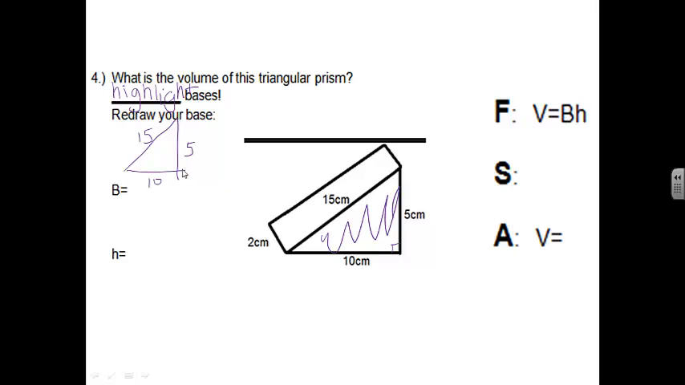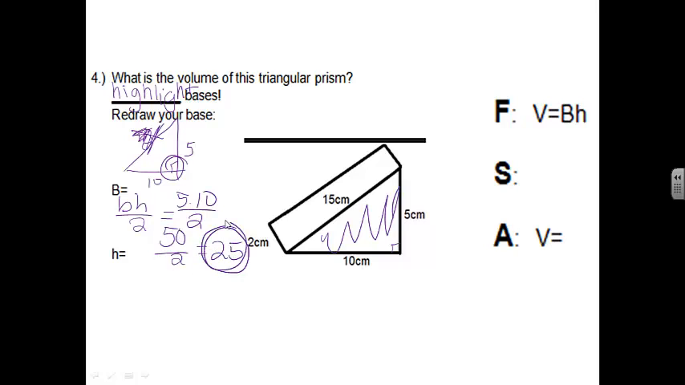What is extra information? Exactly, this 15. I do not need the 15 because I know my right angle creates the base and the height for my base. Okay, so area of a triangle is base times height divided by 2, which is what the big B means. So my base and height of just my base is 5 times 10. Divide everything by 2. So 50 divided by 2 would be 25. So 25 is going to be my big B.